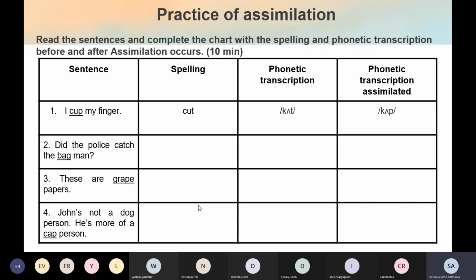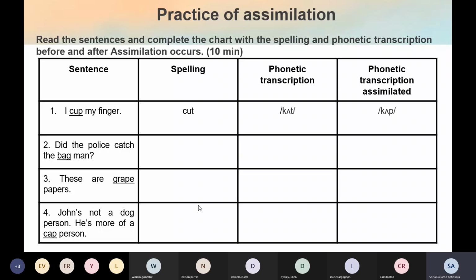Yes, it's correct. And what would be the assimilated version after assimilation? Grape with a p sound. Why do you think that happens? There is a rule there. Because of the next sound, I think. Grape papers, the p sound. Yes. When t is followed by p, b, or m, the t sound changes to p. So yeah, that's correct. Perfect.